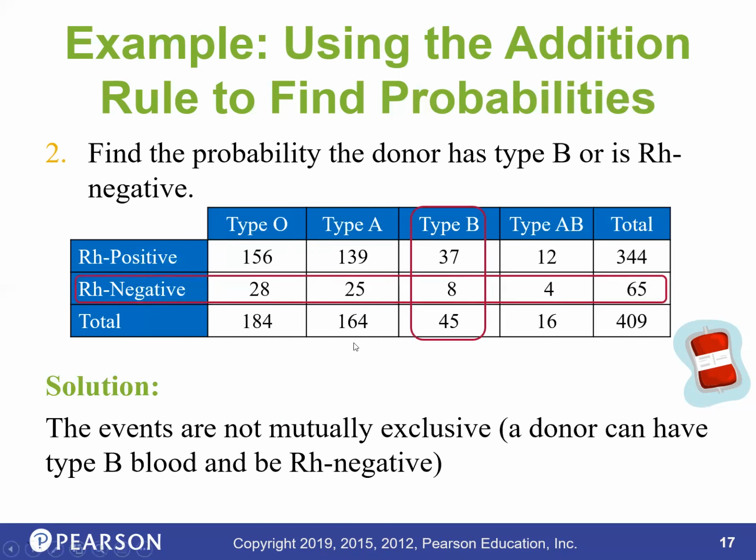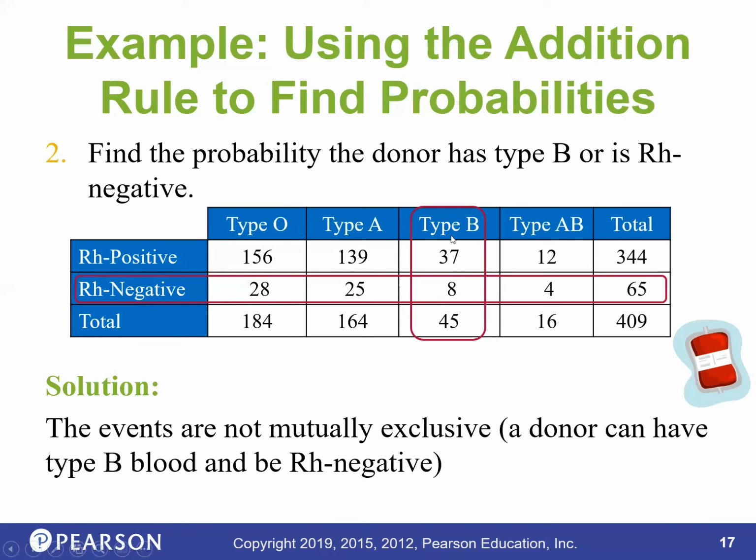So there's an overlap. If we just did the addition property without subtracting this overlap, we would be overcounting the probability, which is not good, because we want our probabilities to match well. Okay, so not mutually exclusive. The overlap is this little 8 right over here. So now let's do the math behind it.